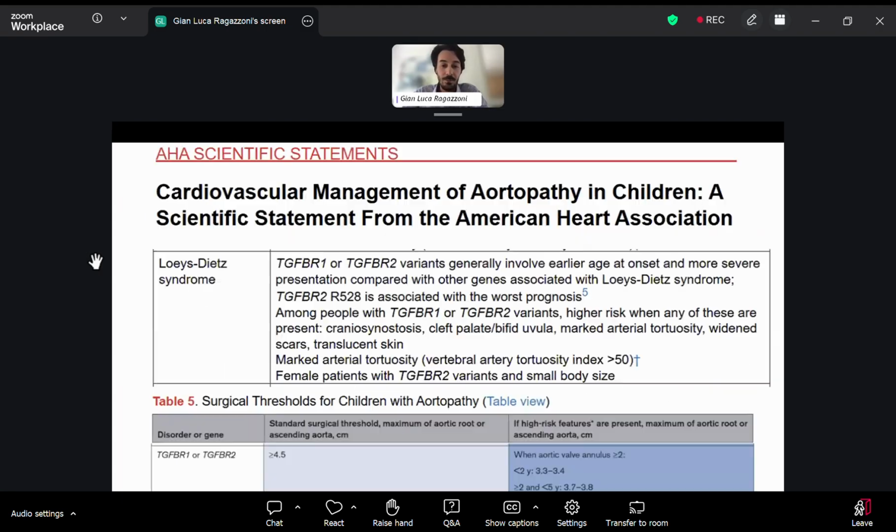So going back to our patient, these are the guidelines from the American Heart Association. And you can see here that when we have a TGF-beta receptor patient, we should look for higher risk features. And one of the higher risk features is marked arterial tortuosity. So in this patient, where we have marked arterial tortuosity and an aorta above 40, what should we do? Well, if we look at the recommendation for children, we see that if the patient is above 5 and the aorta is above 4 with high risk features, we should consider surgery. And so this patient underwent surgery and had a valve sparing aortic replacement.